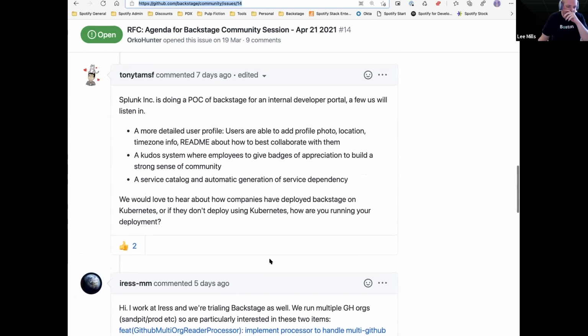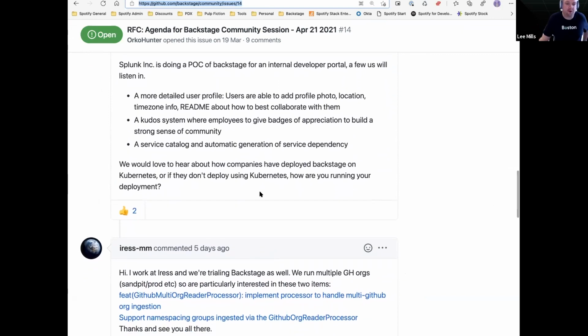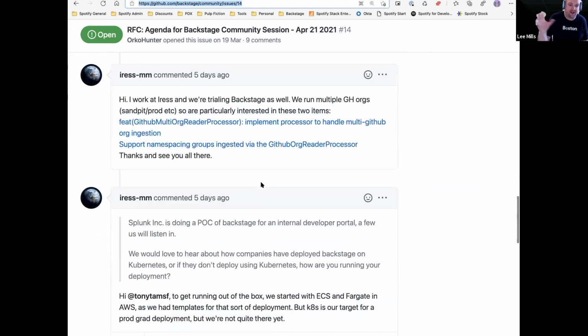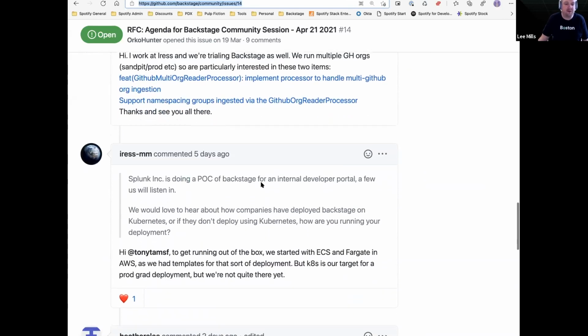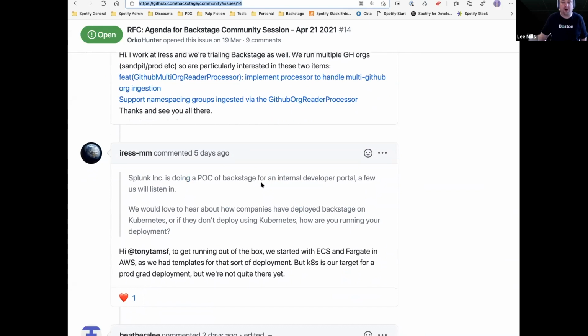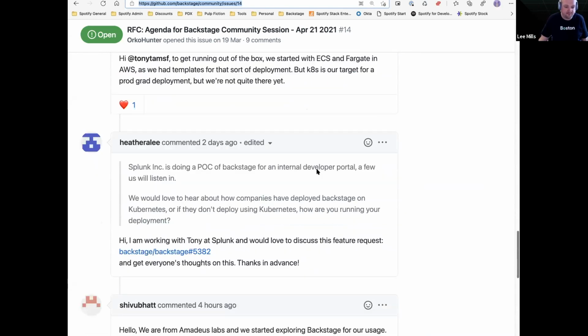There was this topic from Splunk about wanting to hear about how other companies have deployed Backstage on Kubernetes, or if they use Kubernetes to deploy Backstage. There's some answers that I know people have dropped into the agenda here, but we can ask that question more widely in the community, and feel free to jump into that discussion.